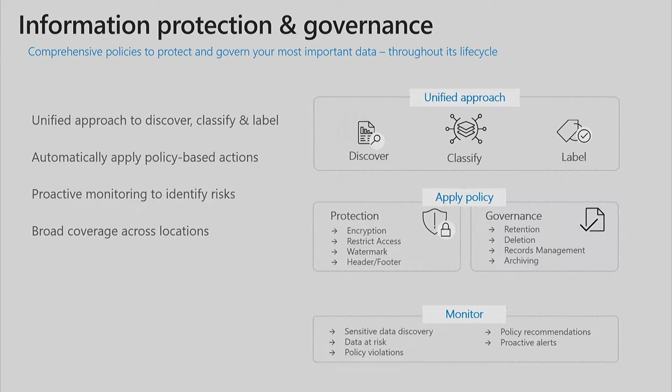Before we start off, again, just some context setting slide. Information protection and governance has got a singular strategy within Microsoft. It's a unified approach that, as we talked about, covers discover, classify, and label. Based on the label, you can take further protection actions. If you're on the protection side, you can encrypt, you can restrict where your files are accessed from, you can add watermarks, headers, and footers. If you're on the governance side, you can talk about retention and when data is deleted.